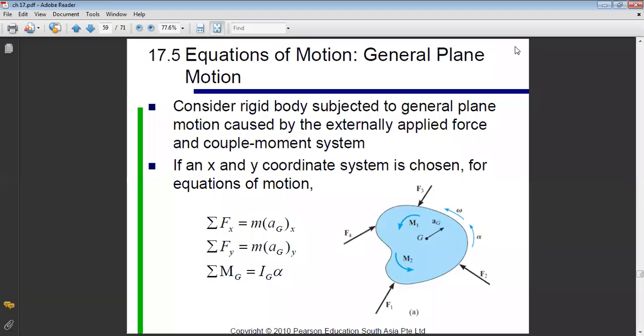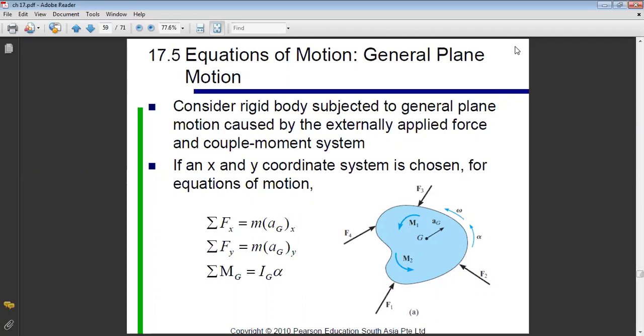In this session, we will start by seeing equations of motion in general plane motion. We have already covered equations of motion in case of translation and pure rotation about a fixed axis. Now we will consider equations for general plane motion. When we say general plane motion, we mean that the motion is a combination of translation and rotation. In this case, we have at each instant a new instantaneous center of rotation.